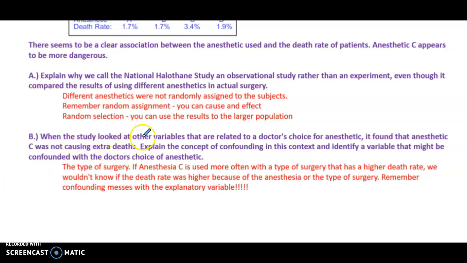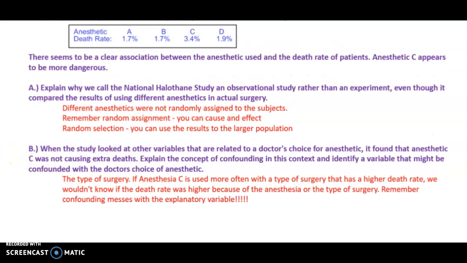When the study looked at other variables that are related to a doctor's choice for anesthetics, it found that anesthetic C was not actually causing any extra deaths. Explain the concept of confounding in this context. Now notice how it says, we're doing 2 things. We're explaining confounding in context. So you cannot just say what confounding does. It has to be in the study. And identify a variable that might be confounded with the doctor's choice of anesthetic.